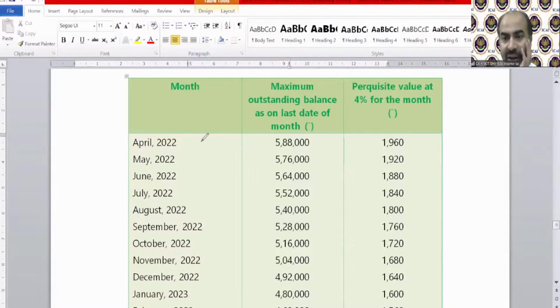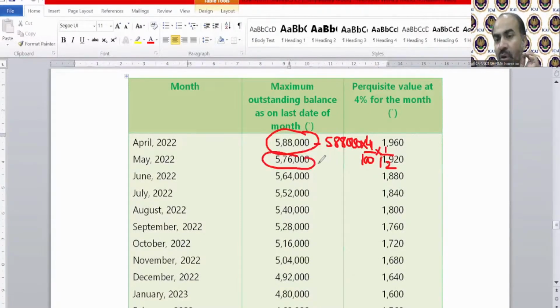How are we calculating it? Like this. 5,88,000 into 4% for 1 month, that will come to 1960. 5,88,000 into 4% into 1 month, because this balance is due only for 1 month. Then the balance changes, and on this value again 4% into 1 month.